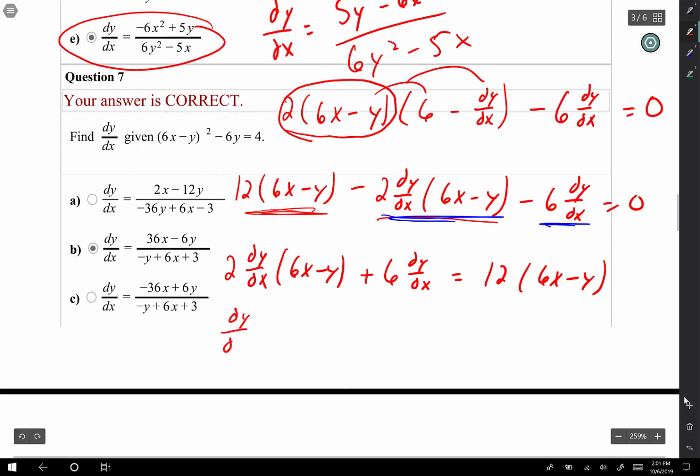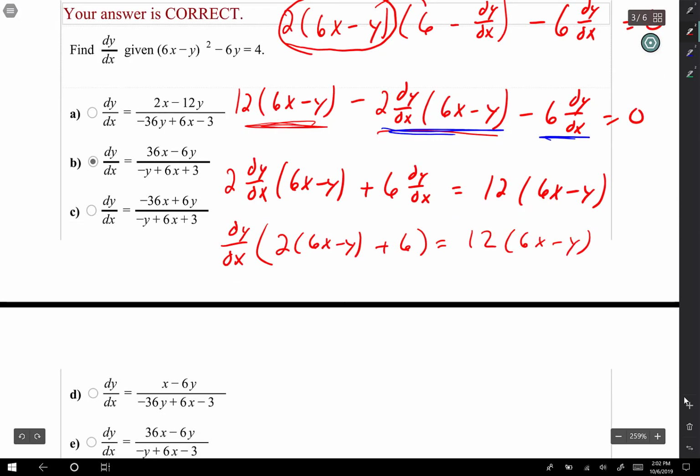dy/dx. And when I factor that out, I'm going to be left with 2(6x minus y plus 6). So it looks like, well, in a little bit maybe we'll reduce it. We'll see. Equals 12(6x minus y). All right, now I'm going to divide. So I'm going to have this: dy/dx is equal to 12(6x minus y) over 2 times (6x minus y) plus 6.